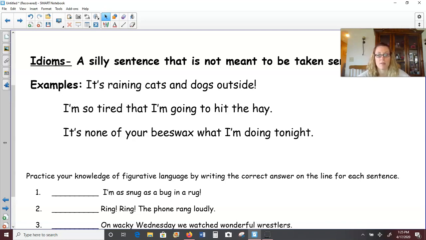It's pouring down rain. I'm so tired that I'm going to hit the hay. It does not mean I'm going to go out to my barn and just start hitting on the hay. It doesn't mean you're going to just start smacking the hay around. When you say I'm so tired I'm going to hit the hay, it simply means you're going to go to bed. And so we see that idiom as a silly sentence. And when someone says to you, it's none of your beeswax what I'm doing tonight, we're not actually talking about beeswax at all. It just means it's none of your business. So it's a silly phrase or expression that we don't take seriously.